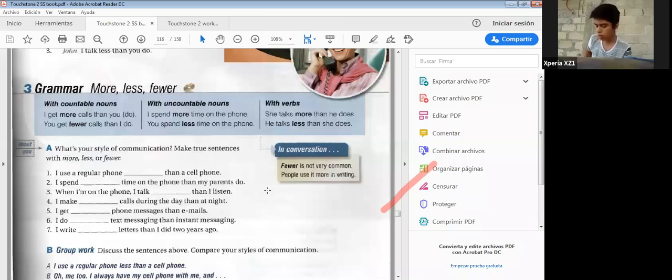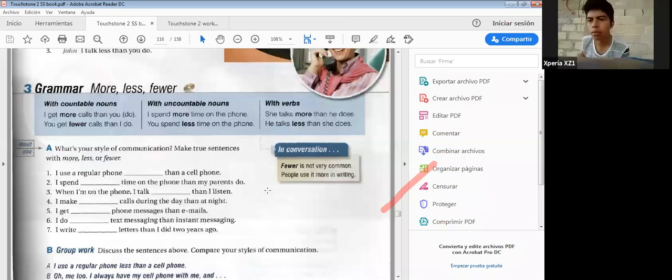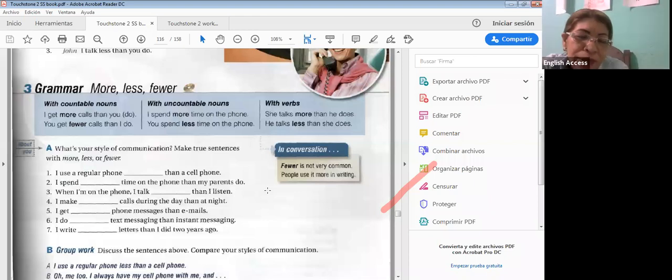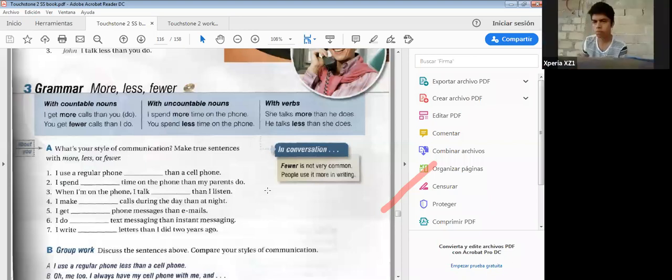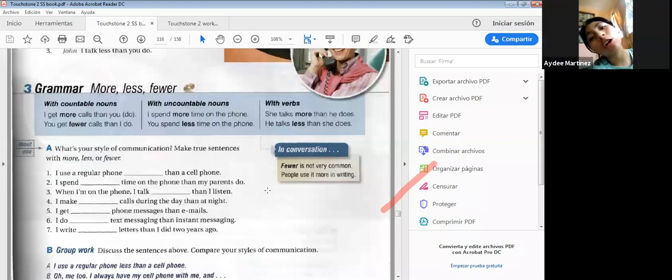As I said before, it's with your personal information. You can use more or you can use fewer. Yes, fewer. Yes, you can say fewer, it's correct. If you want to say more, it's correct. Okay. Another question, guys? Questions? No.